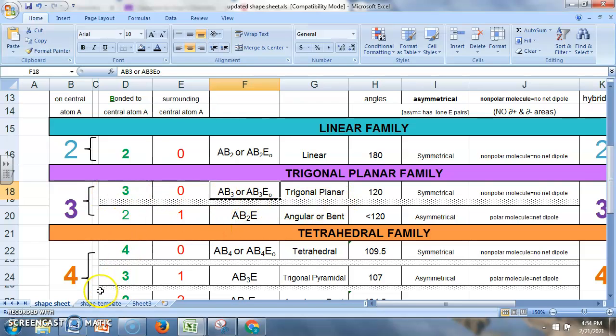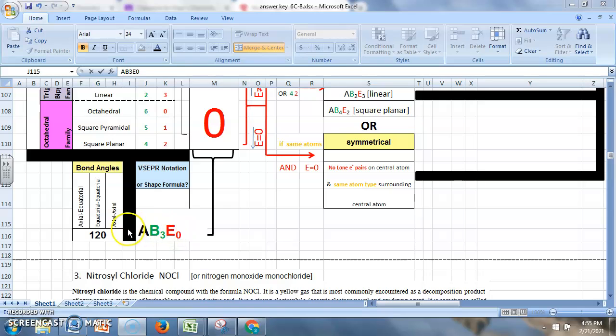All of that's on the shape sheet, and we can go ahead and circle those things on our problem. The angles are going to be 120 because we have the 3 atoms distributed evenly in a plane. A circle is 360. You divide that by 3. The angles are 120. The shape formula is AB3E0.